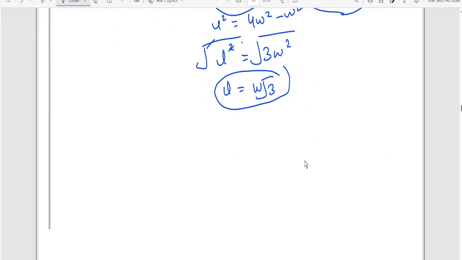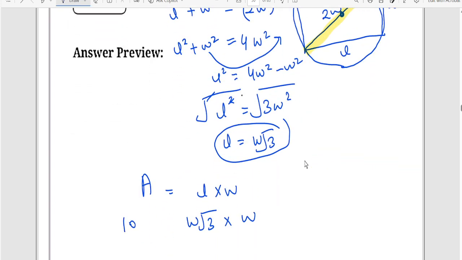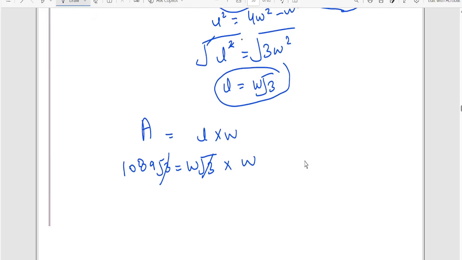How? Because we know the rectangle area formula is length times width. I know the length is root 3 times w. The area value is also given, 1089 root 3. If you see this, root 3 cancels out, because if you just divide both sides by root 3, they will cancel out, right? Now you get 1089 equals w square. If you multiply these two, you get w square.